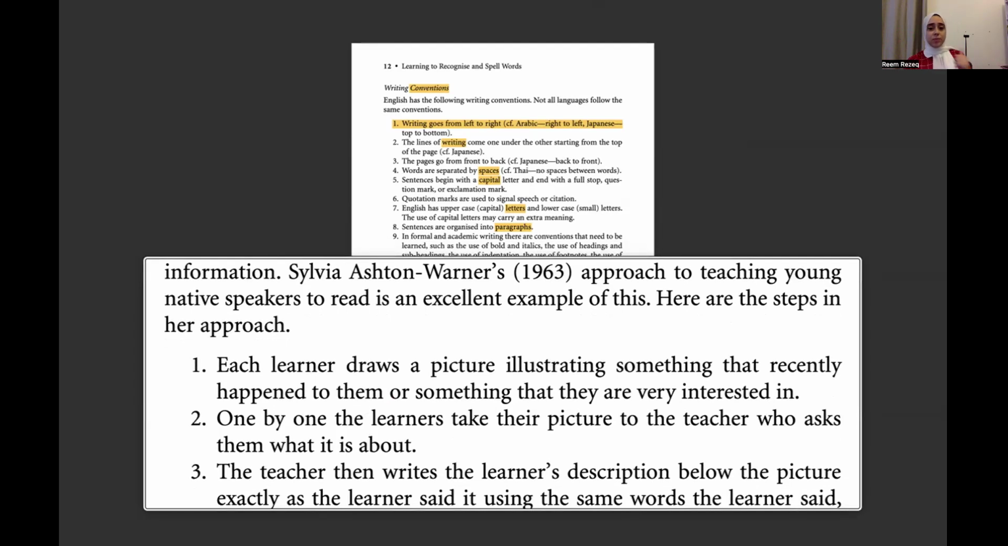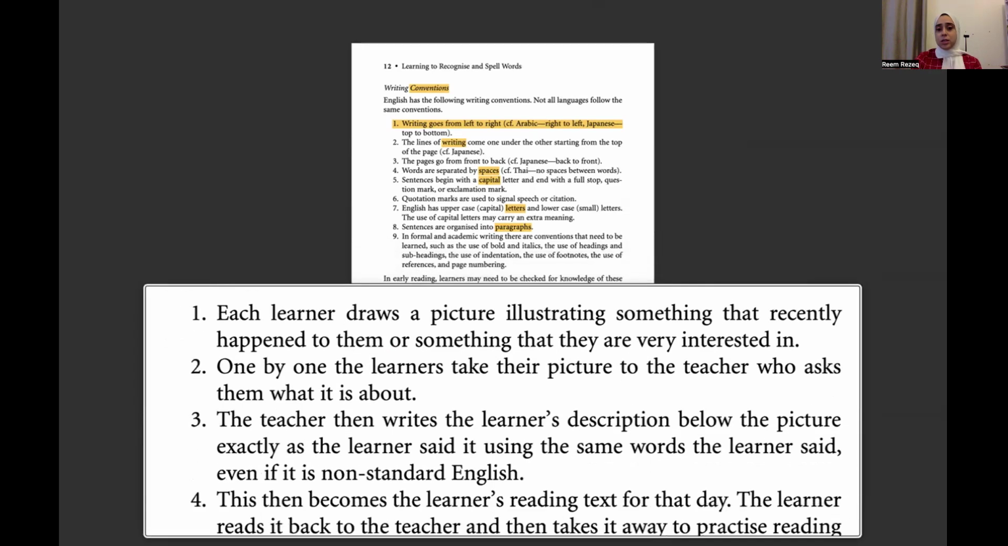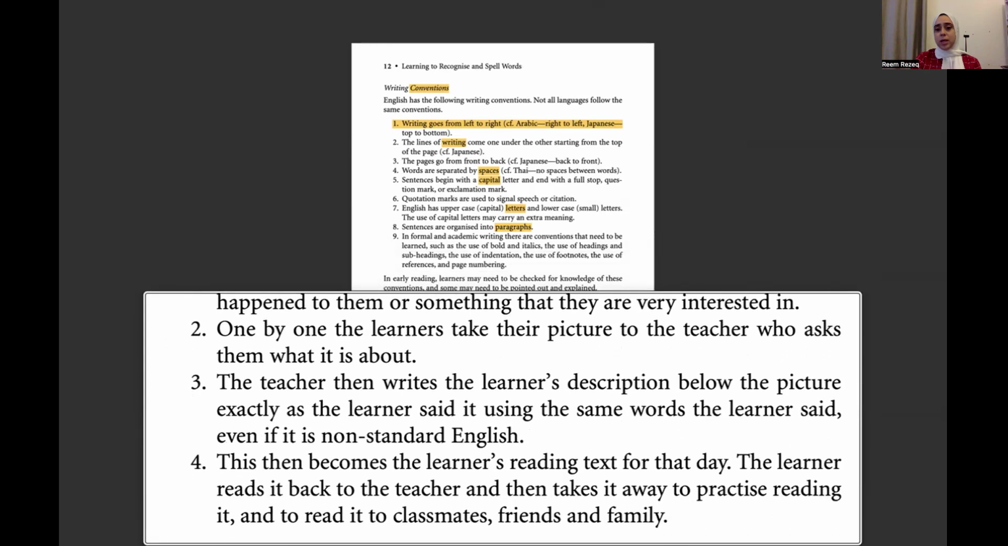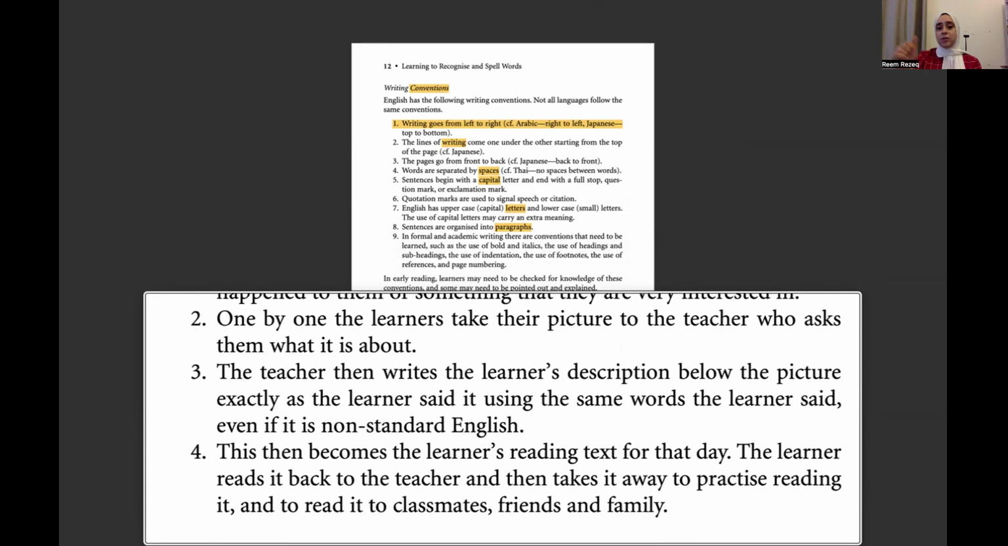Learners also take this picture to the teacher, who asks them what it is about. The teacher then writes the learner's description below the picture exactly as the learner said it, using the same words, even if it is non-standard English. This then becomes the learner's reading text for that day. The learner reads it back and then takes it away to practice reading to their colleagues.